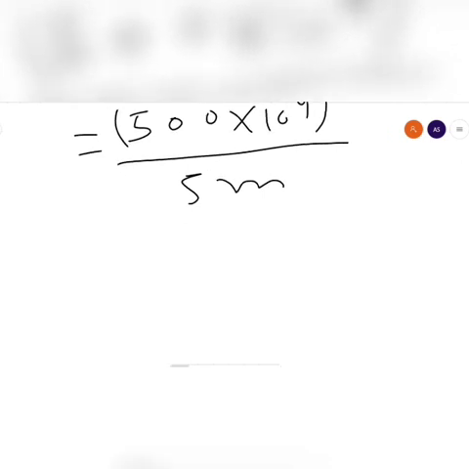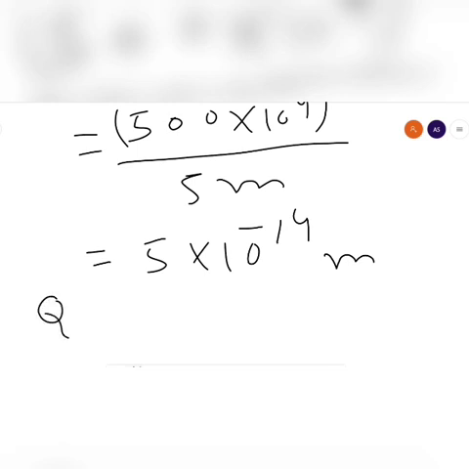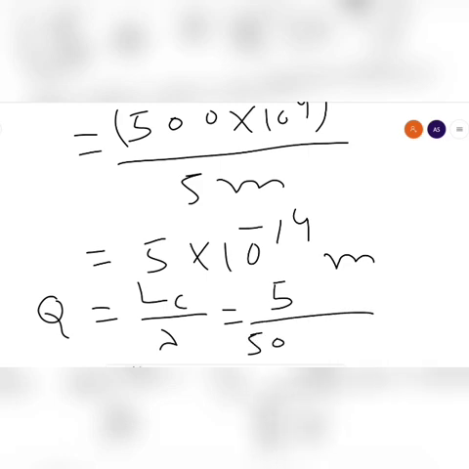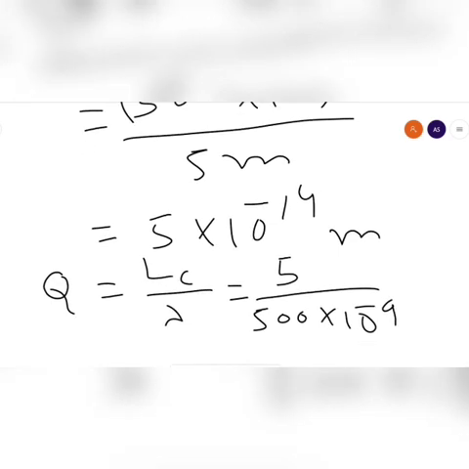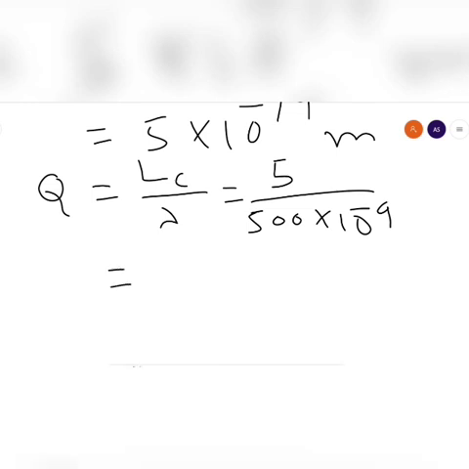Now here lambda is 500 into 10 to the power minus 9 meter, squared, divided by 5 meter. Now the value of delta lambda is equal to 5 into 10 to the power minus 14 meter. Now what is the Q factor? Q factor is coherent length divided by lambda. You know the coherent length is 5, divided by 500 into 10 to the power minus 9 meter. Now you can calculate the value of Q as 10 to the power 7.